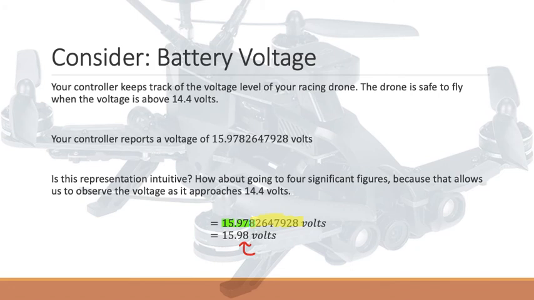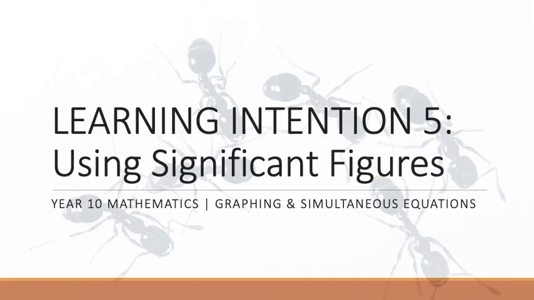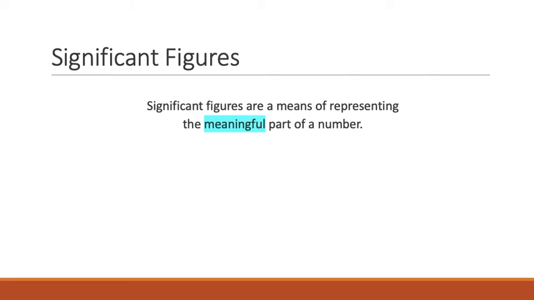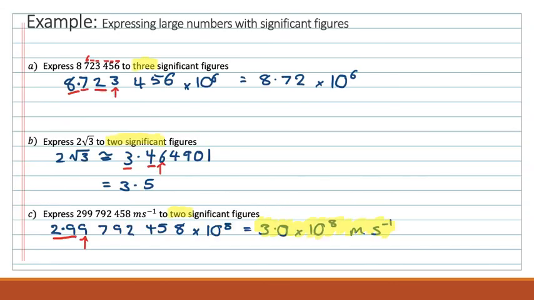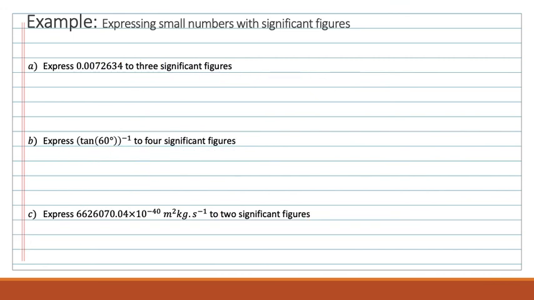So in summary, what we did was we asked ourselves, using significant figures, where are they useful? Well, significant figures are a means of representing the meaningful part of a number. Then we had a look at how to do a few examples, which we did here. So converting large numbers using significant figures, and then finally expressing small numbers with significant figures was done here.